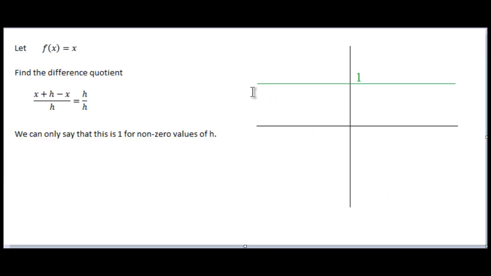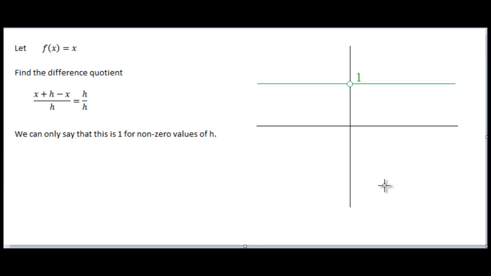You can see it's a horizontal line, and it's pretty boring because its value is always y equals 1 all the way across. This is what we would get if we set h over h equals 1. But we have to make an exception for h equals 0, so what we really have is that function with a little hole missing at 0.